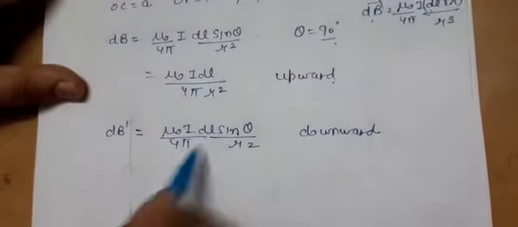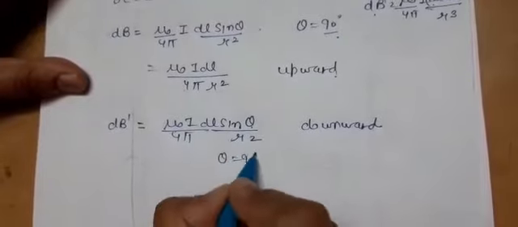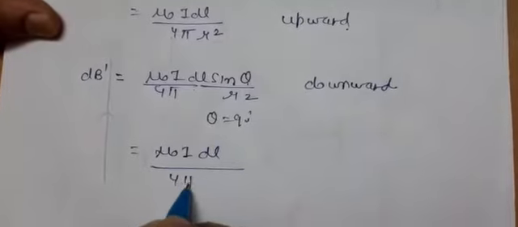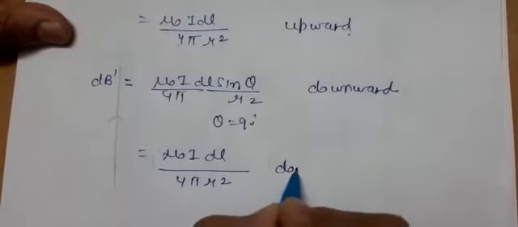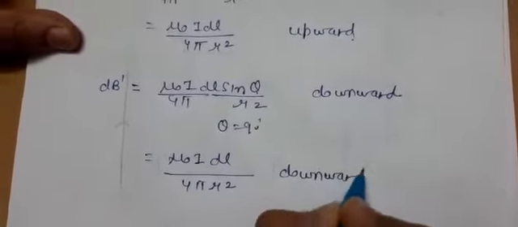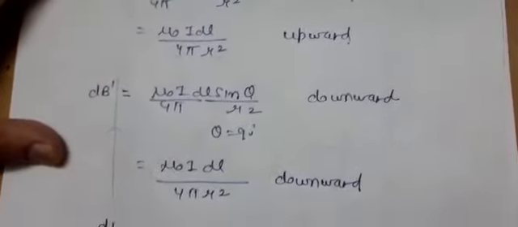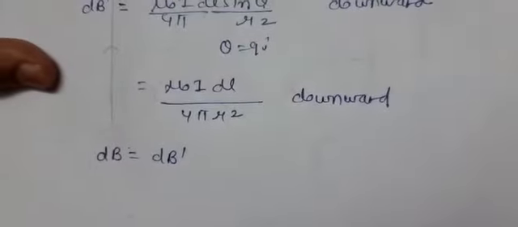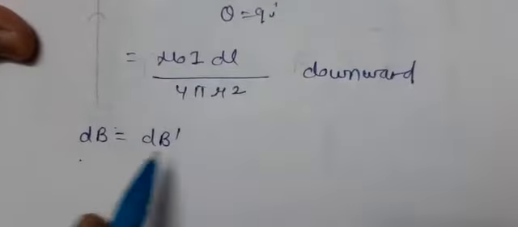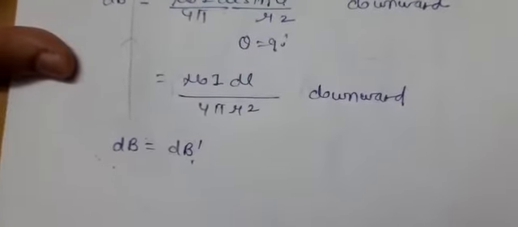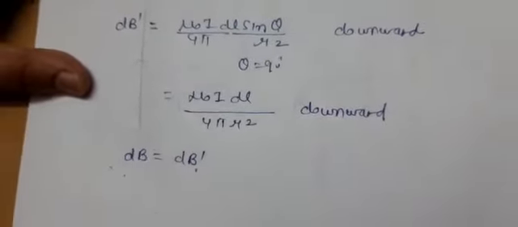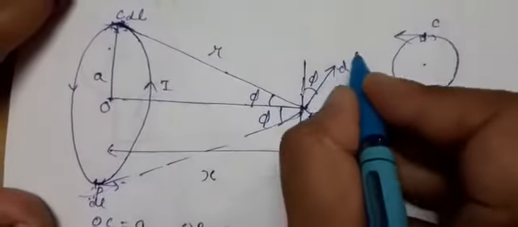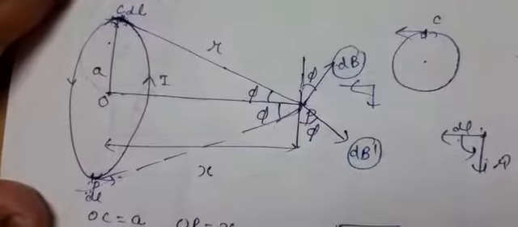So you can see here that the angle theta is 90 degrees. So dB dash is mu naught I dl upon 4 pi r square, and it is directed downward. So from here what are we concluding? That the magnitudes of dB and dB dash, that is, the magnetic field due to the elements at C and D, are identical. Now, in the next step, we will resolve this dB and dB dash into rectangular components.